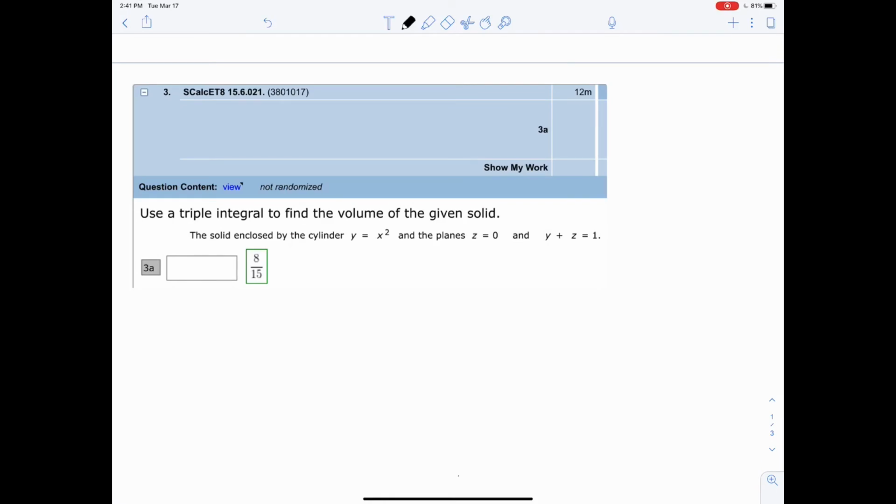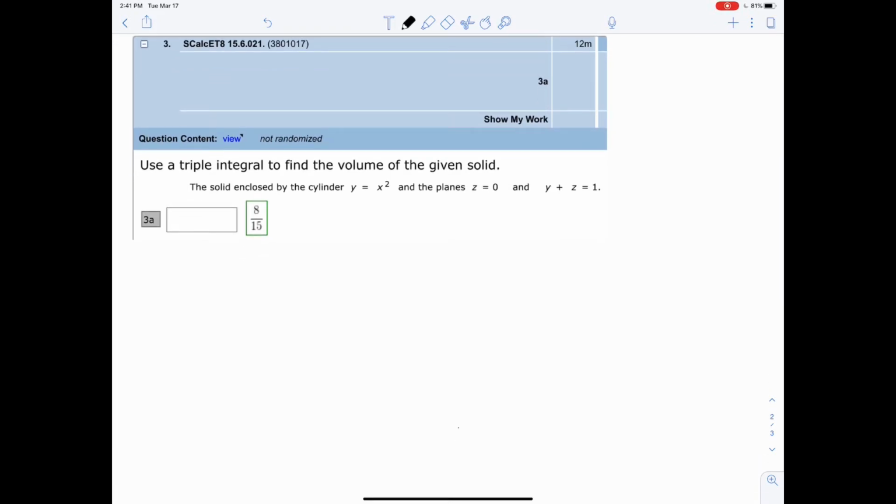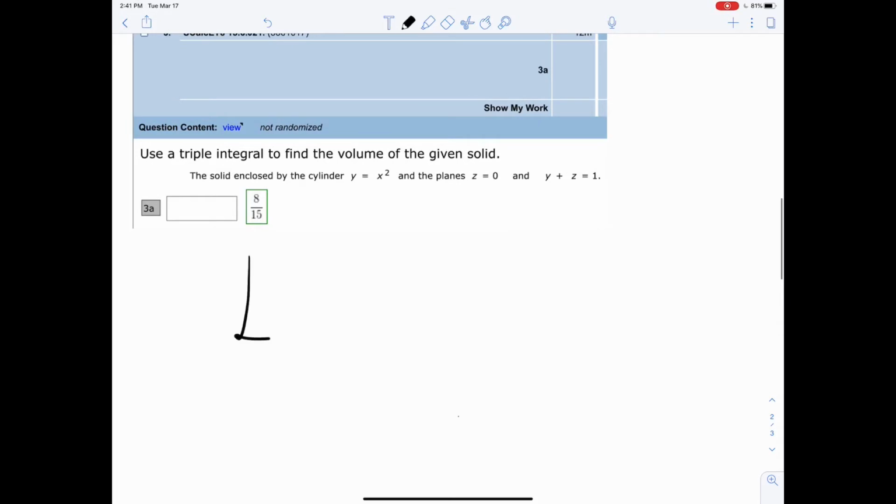All right, now for this problem, it says use a triple integral to find the volume of the given solid. The solid is enclosed by the cylinder y equals x squared, the plane z equals 0, and the plane y plus z equals 1. So let's start by trying to think about what this is going to look like.